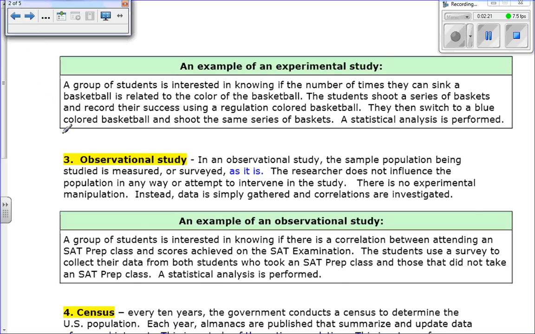Okay, an observational study. In an observational study, a sample population being studied is measured or surveyed as it is. The researcher does not influence the population in any way or attempt to intervene in the study. There is no experimental manipulation. Instead, data is simply gathered and correlations are investigated.